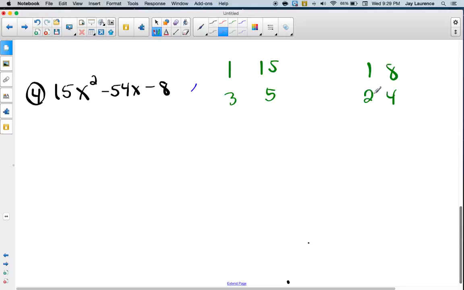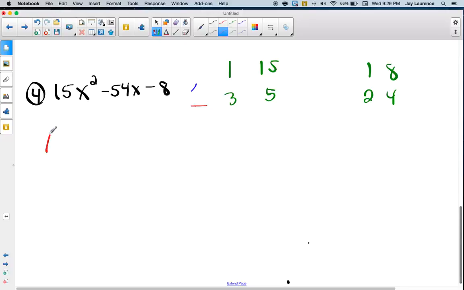I have to subtract. Can't be 8 times 15. That's too big. Can't be 15 minus 8. That's not right. 60 minus 2. No, 2 minus 60 won't work. 30 and 4 won't work. 40 and... yeah, I don't think it's going to work. Tell you what, let's go check the discriminant.